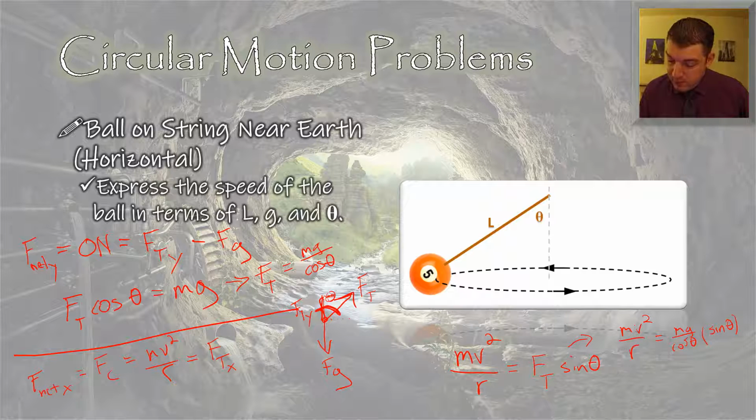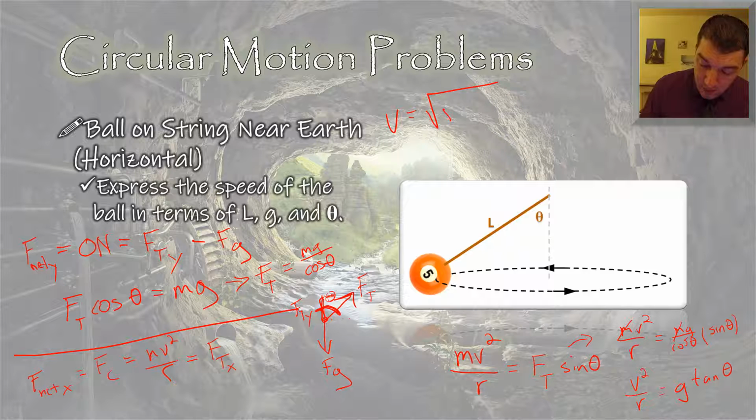A couple nice things happen. This m is the same as that m. I'm only multiplying and dividing, no addition or subtraction, so they can cancel out. So I have v squared over r equals g sine theta divided by cosine theta. Sine divided by cosine is actually opposite divided by adjacent, because the hypotenuse ends up canceling out, which is tan theta. So v squared over r is equal to g tangent theta. I want to get speed, so I'm going to multiply both sides by r, and then take the square root. So v is going to equal the square root of r g tan theta.